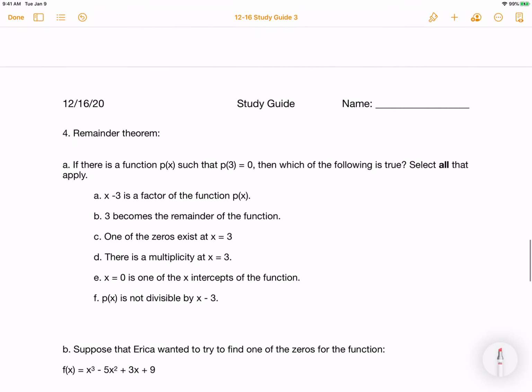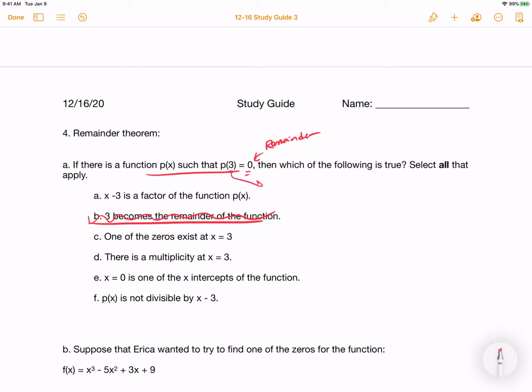Number 4, the remainder theorem. If there's a function of p of x such that p of 3 is equal to 0. Guys, what that means is that when you plug in 3, you get a 0. This obviously means a remainder. So anything that has some of the things where it says x, like for example B, 3 becomes remainder. That's not even a choice. Like that can't be possible.